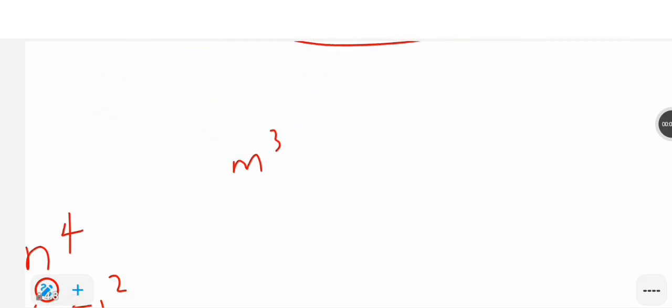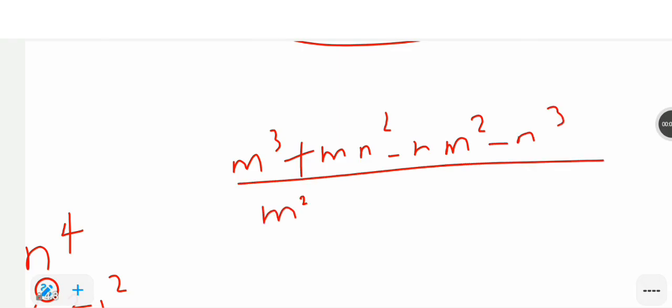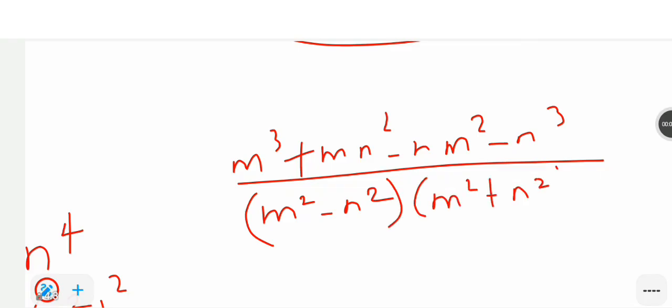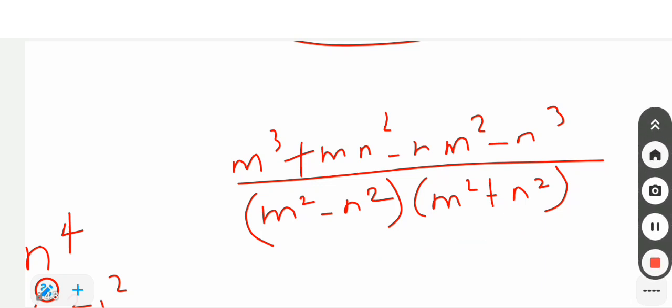m^3 plus mn squared minus, then you're going to have this next part. So it looks like this. This is not the final answer. You can still break it down further. Okay.